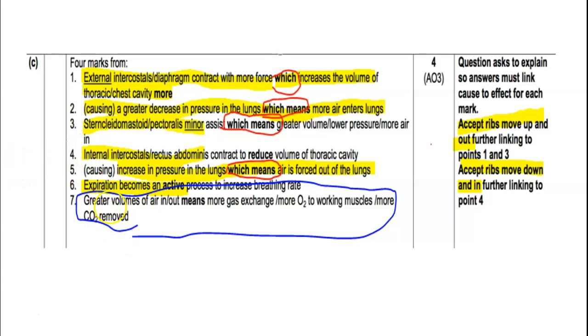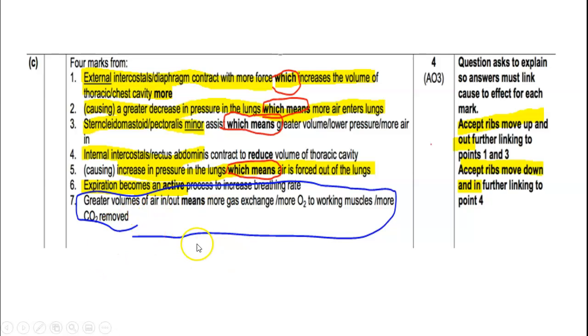All it wants you to do is to say that the internal intercostal muscles and the rectus abdominis contract. Okay, now once you've said that, if you then link that to a reduced thoracic cavity volume, a further increase in thoracic cavity pressure, which means more air is forced out of the lungs, that will get you your 4 marks. If you wanted to add a little bit about this meaning more air in, more air out, increased gaseous exchange efficiency, for example, that would be brilliant.